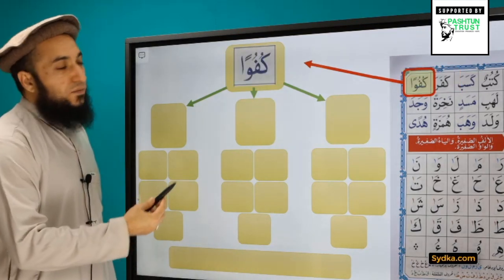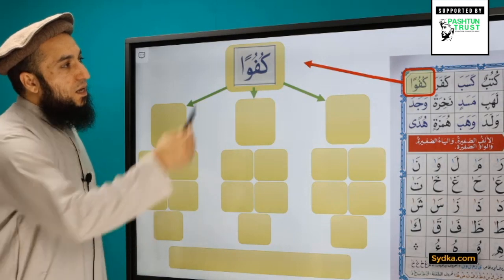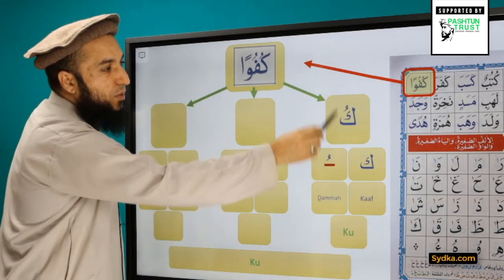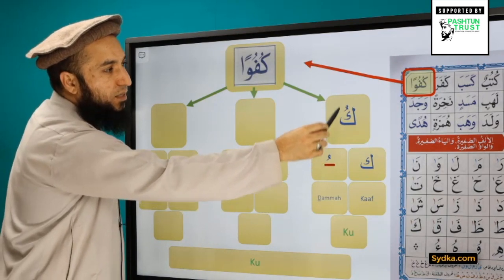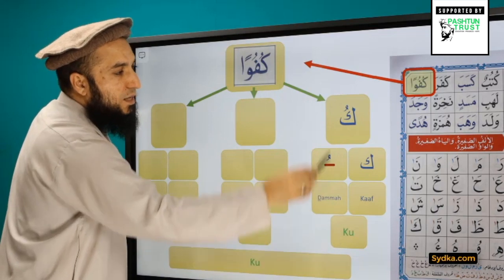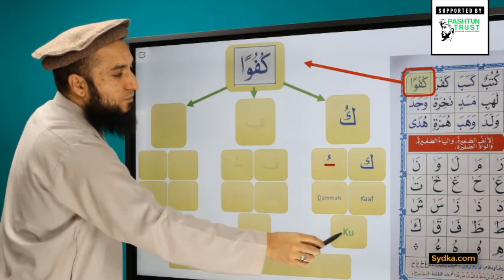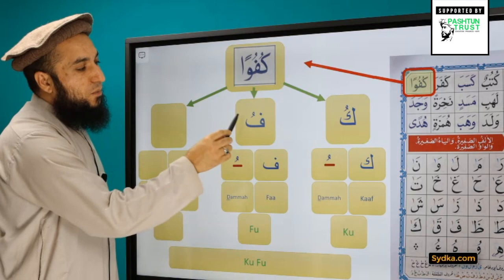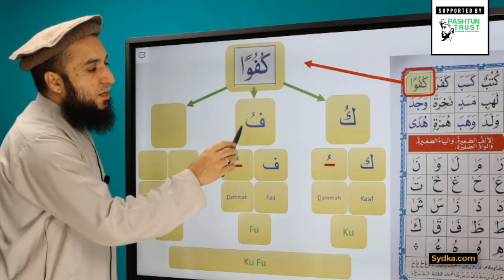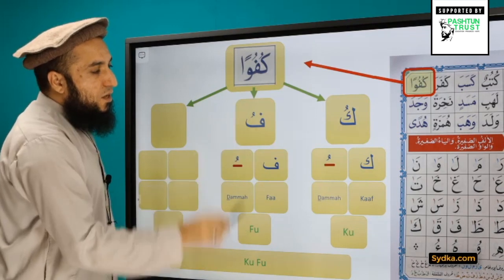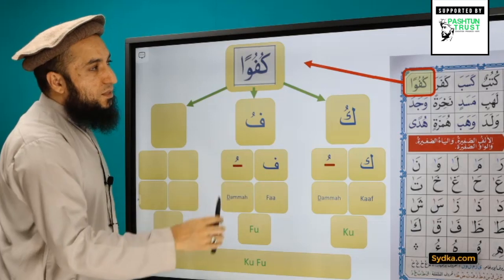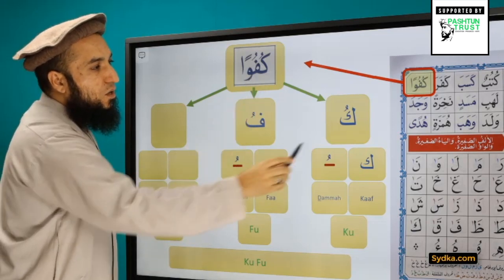So the next word we have is kufuwan, and it has three syllables. The first syllable is kaf dhamma ku, and kaf is not silent and it has dhamma on it. Kaf dhamma ku. The second syllable is fa dhamma fu. Fa is not silent and it has dhamma on it. Fa dhamma fu. And then we combine these two syllables and we have kufu, kufu.